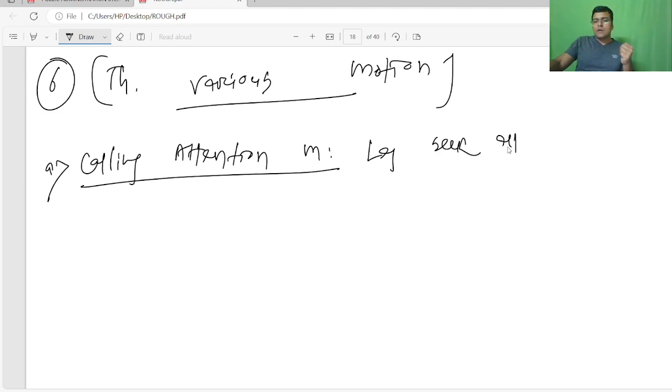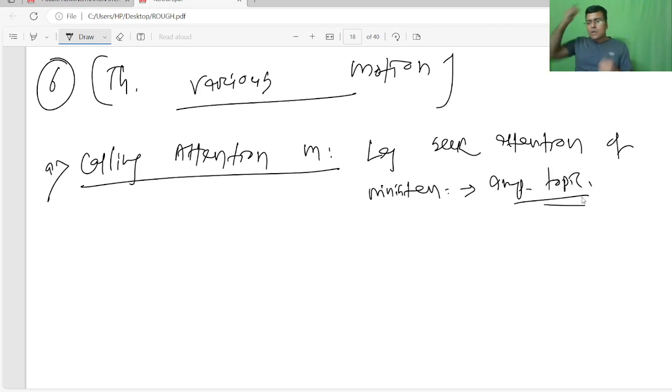Legislators seek the attention of whom? Minister. Seek attention of the minister related to some important topic. Mr. Minister, you must look into this topic. You must come into the debate. This is calling attention motion.